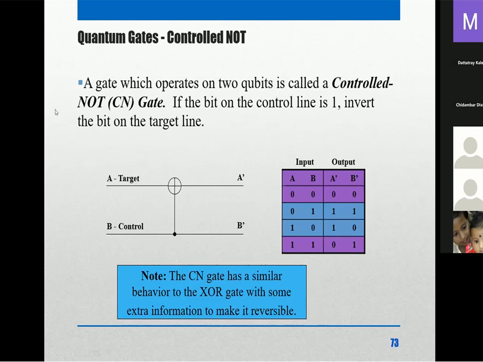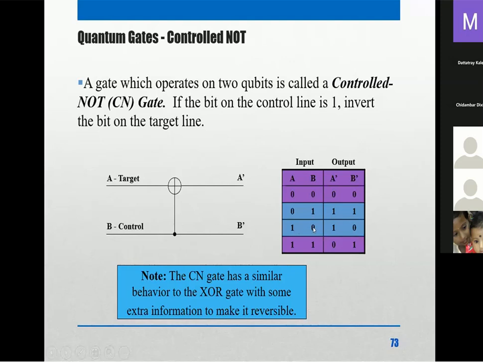A gate which operates on 2 qubits is called a control gate, the Control NOT gate, or CN gate. If the bit on the control line is 1, this is a control line. The normal gate representation is there. 0 0, output is 0 0. 0 1, 0 1. Because of the 0, it gives the output 1. Output A, 0, changes to 1.